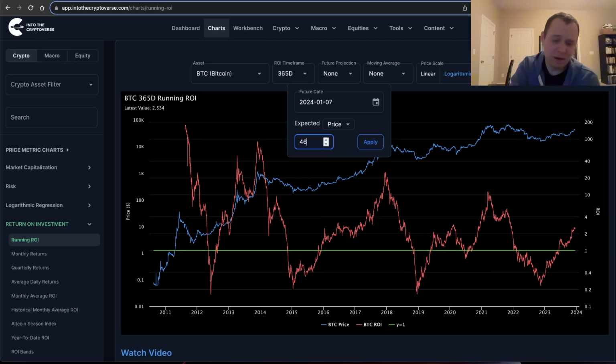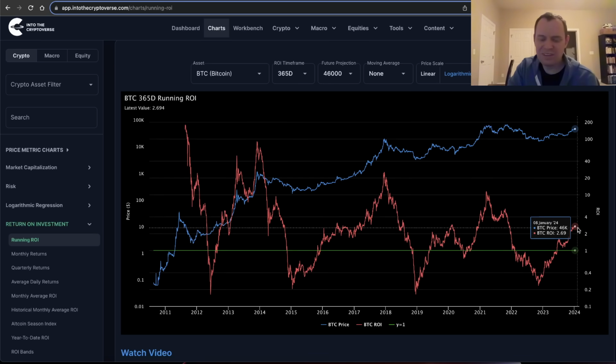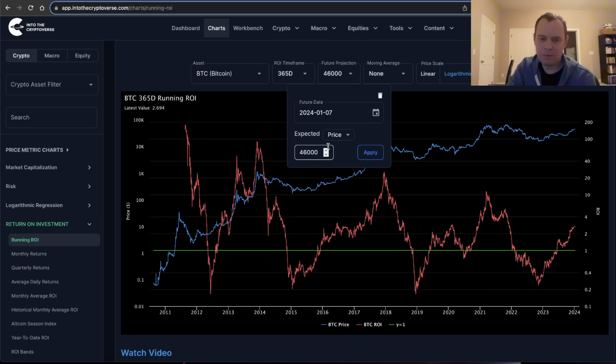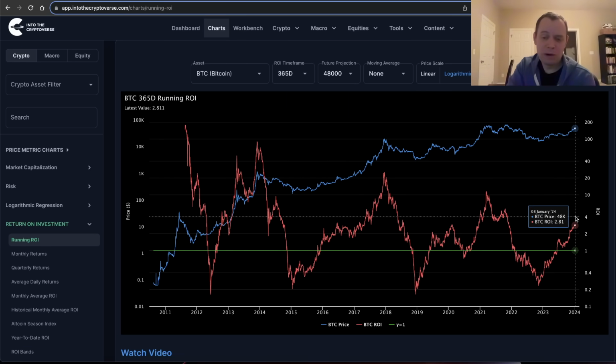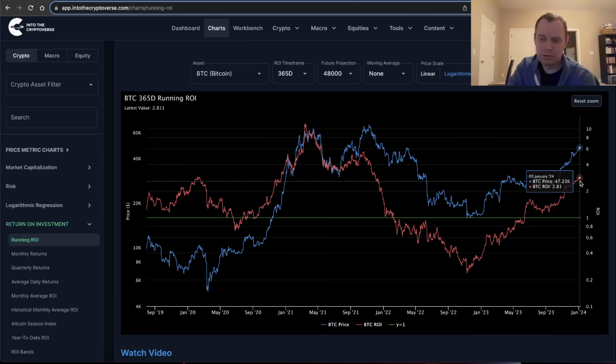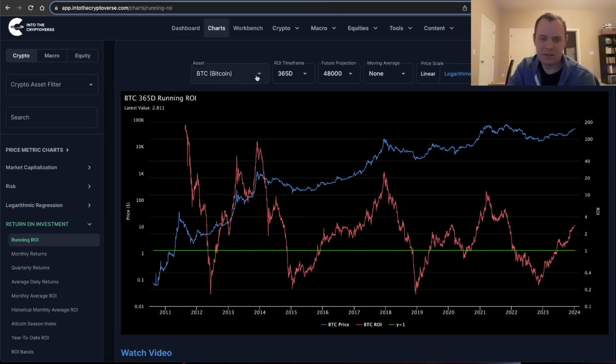And so we could experiment, right? Why don't we first start with 46K and see where that puts it. So 46K would put it at about 2.7x from where it was a year before. If it were at 48K, that would put it at about 2.8x. So 2.81, you can see this one over here was about 2.89 before it finally started to cool off.